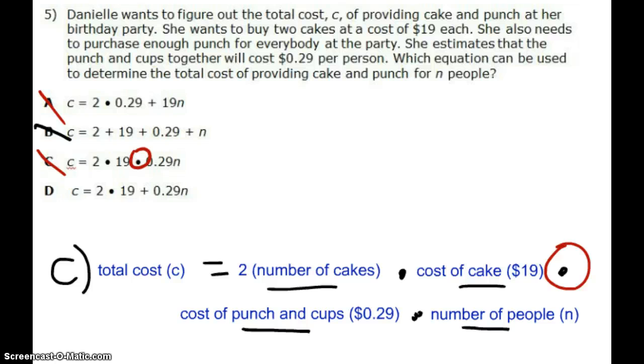So then let's look at D, and D has the same thing, except it's 2 times 19 plus 29 cents times N. So 2 times the number of cakes, it's 2 number of cakes times the cost per cake, and then plus the cost of the punch times the number of people. That's the correct answer. So do you see on these how you have to plug in what each value represents? It's a lot of work, but that's what you've got to do. You have to plug in your values to make sure that they make sense.